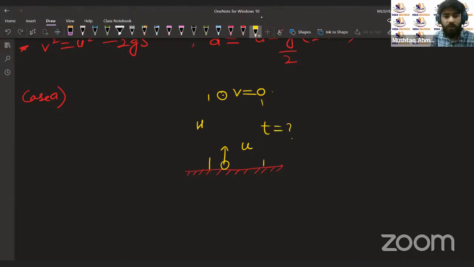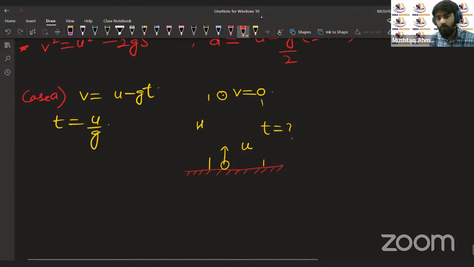So this t will be nothing. We can use the equation of motion, that is v is equal to u minus gt, right? And v is 0 here, so our t is u over g, right? U over g. And let's try to find the time taken by this particle to get back to the same position.